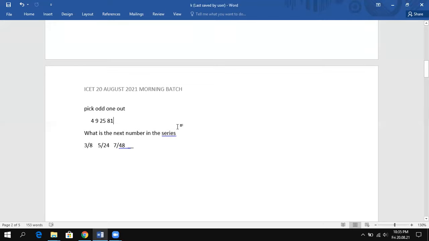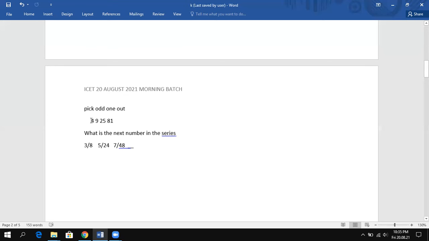There was a question stating pick the odd one out. Four numbers were given, and we were asked to pick the odd one out. If you observe, each number is a perfect square. 4 is the perfect square of 2, 9 is the square of 3, 25 is the square of 5, and 81 is the square of 9. So what could be the one thing that separates one of these options as the odd one? If you observe, 4 is an even number, and 9, 25, 81, these three are odd numbers.